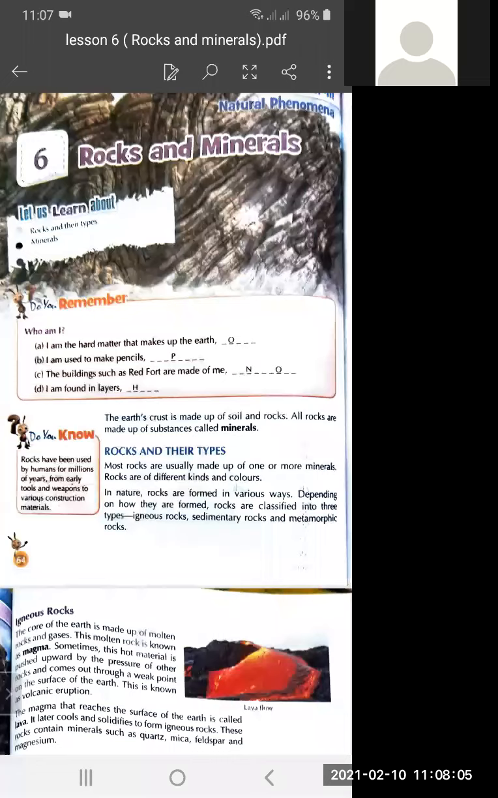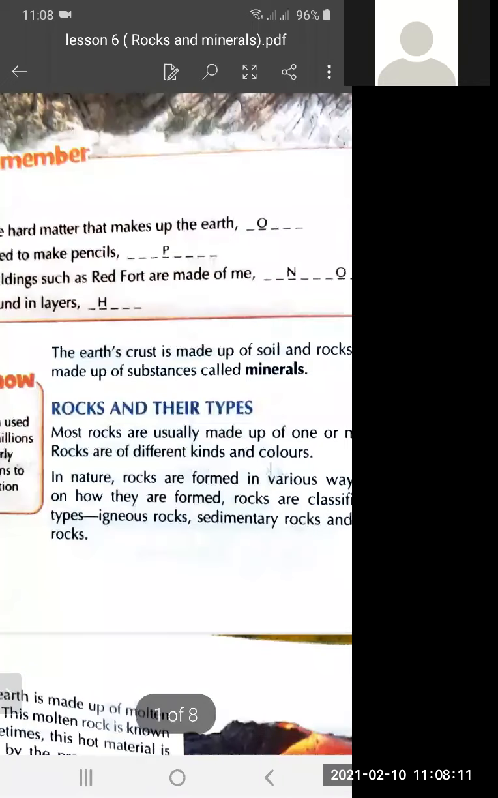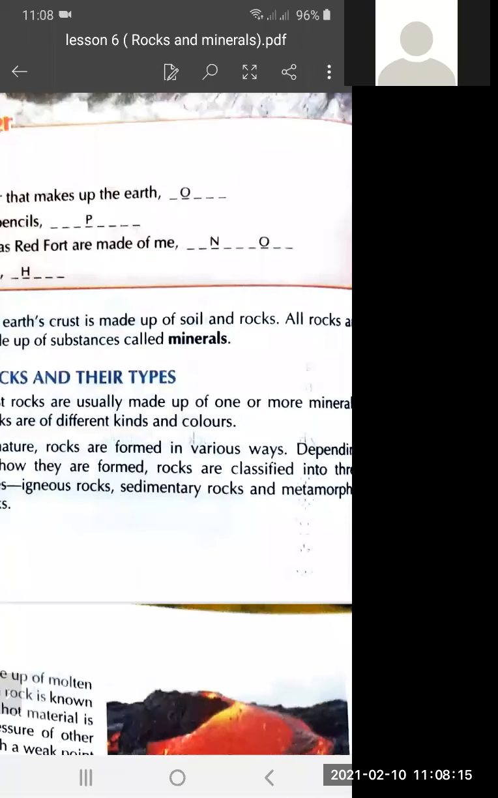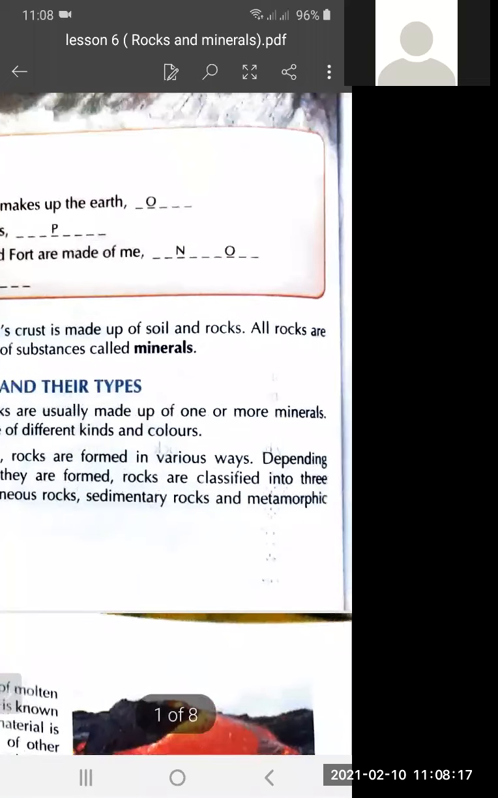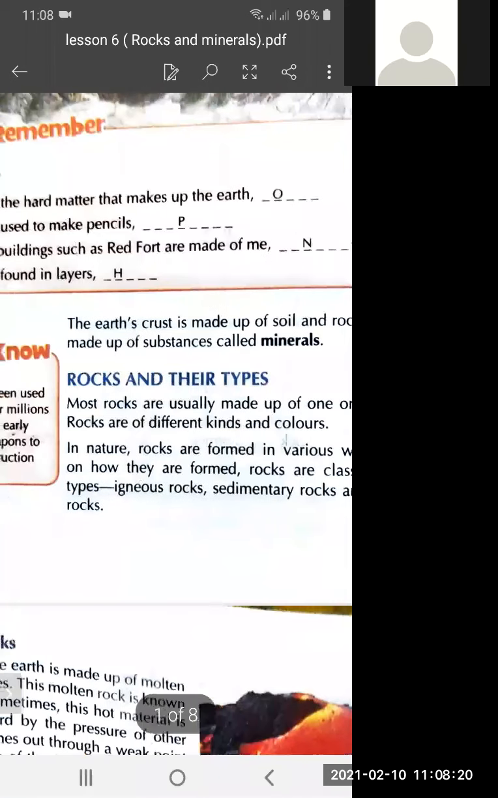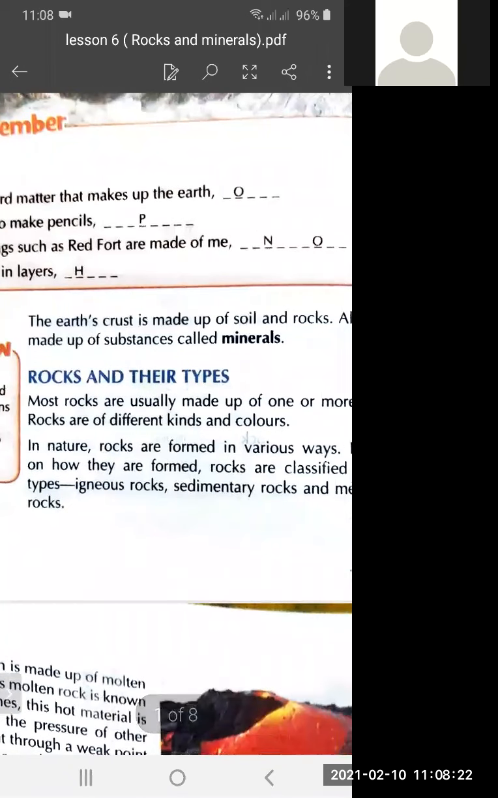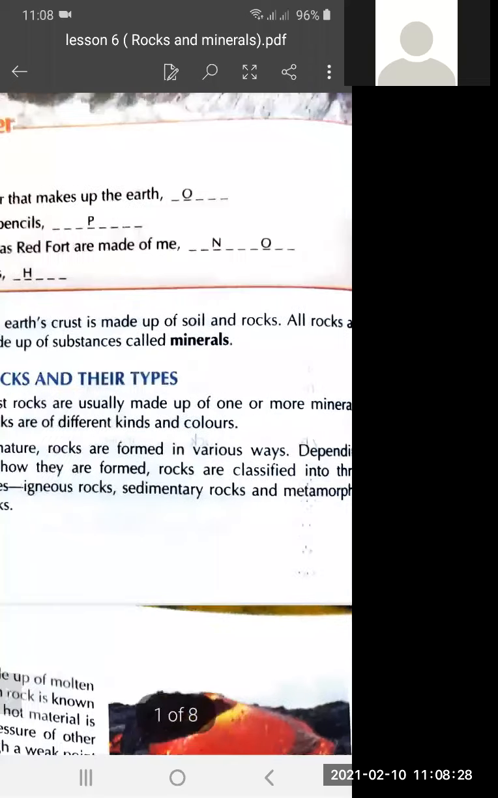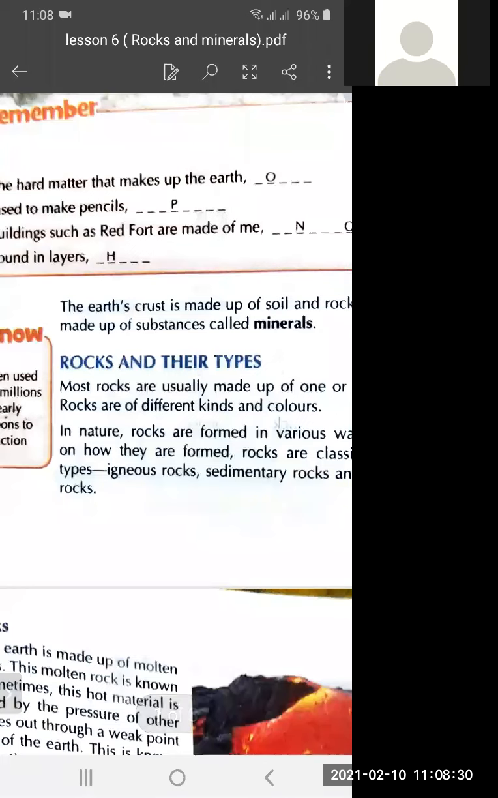First, what is there in this lesson? Rocks and minerals. The earth crust is made up of soil and rocks. All rocks are made up of a substance called mineral. Means the earth crust is made up of soil and rocks, and all the rocks are made of a substance called minerals. Clear?